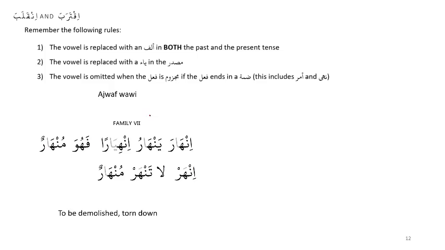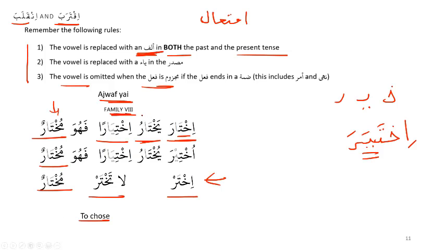Okay, then did we talk about this third rule, which says the vowel is omitted when the fail is majzoom? No, we did not. We talked about this for the earlier one. So majzoom means that.